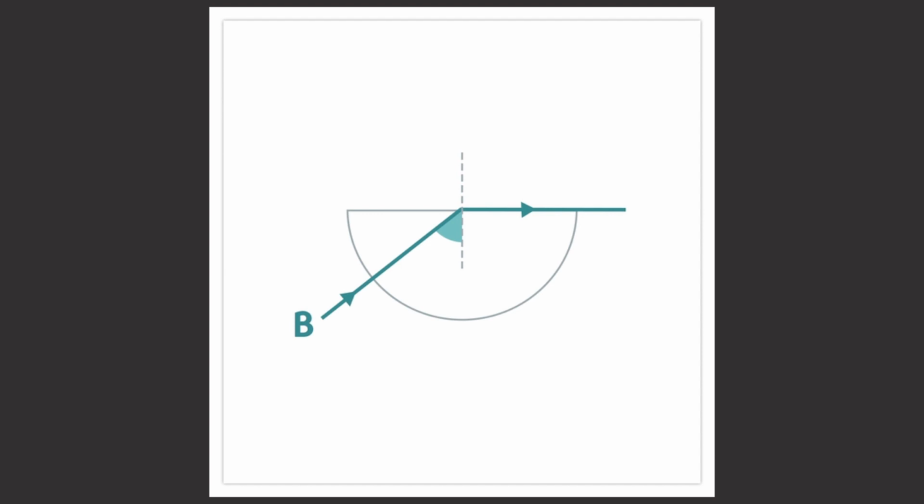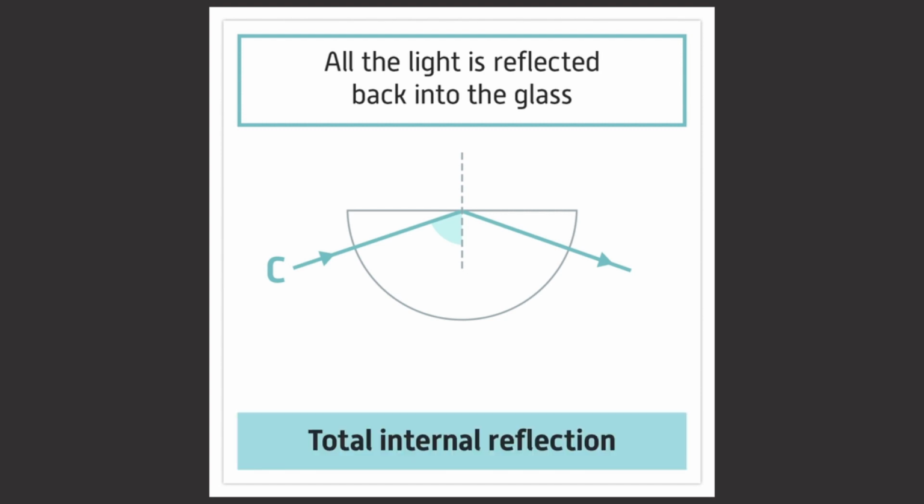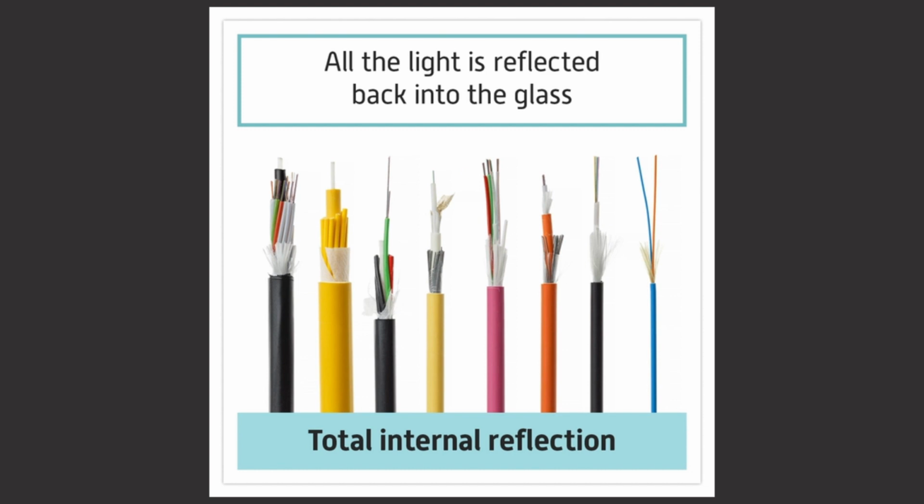If you keep increasing the angle to position B, the light ray does not leave the block through the straight edge. The angle that B makes with the normal is called the critical angle. If you keep increasing the angle to position C, all the light is reflected back into the glass. This is called total internal reflection and is the basis on which optical fibers work.